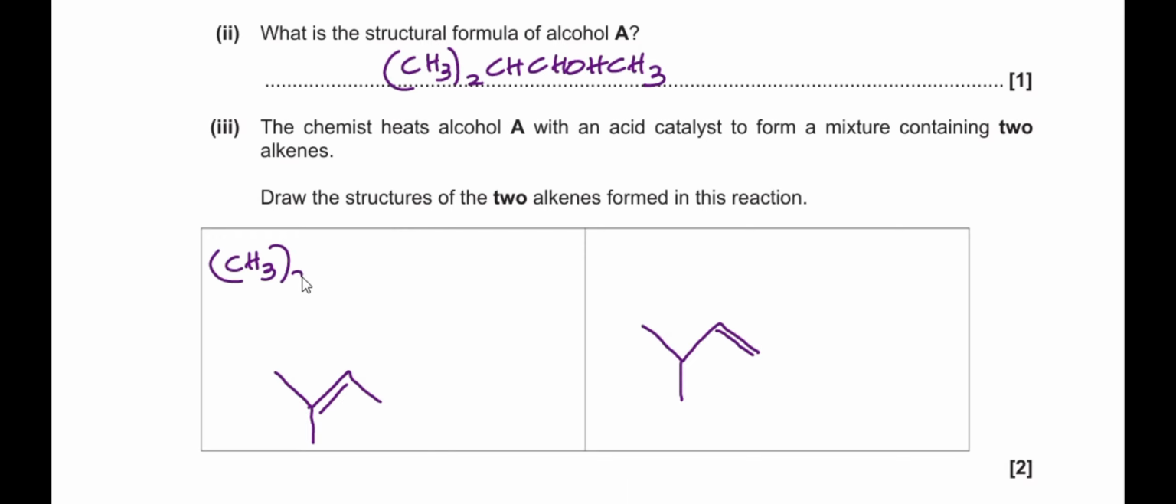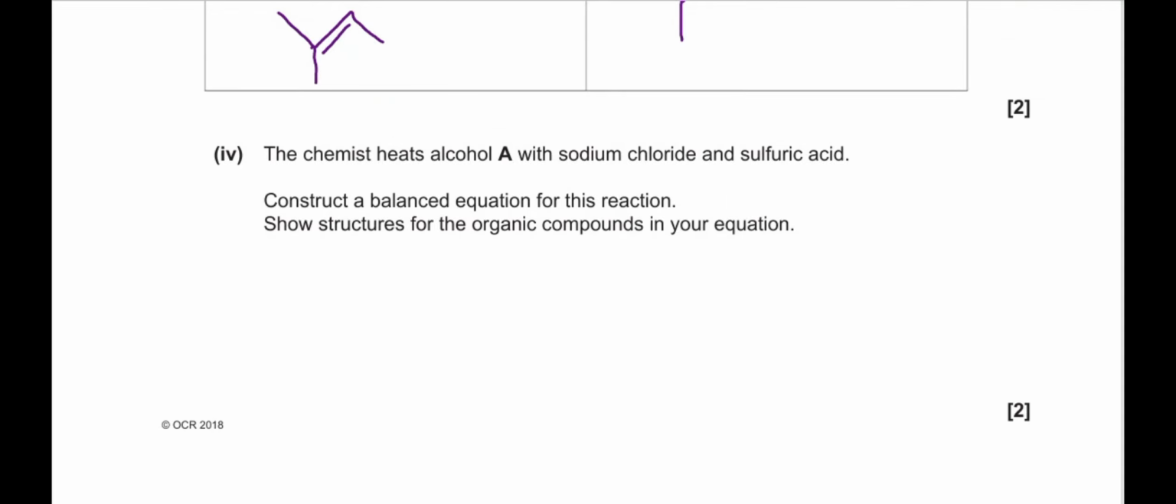CH3 twice, C double bond CH, CH3, and CH3 twice, CH, C double bond CH2. Part 4. The chemist heats alcohol A with sodium chloride and sulfuric acid. Construct a balanced equation for this reaction. Show structures for the organic compounds in your equation.